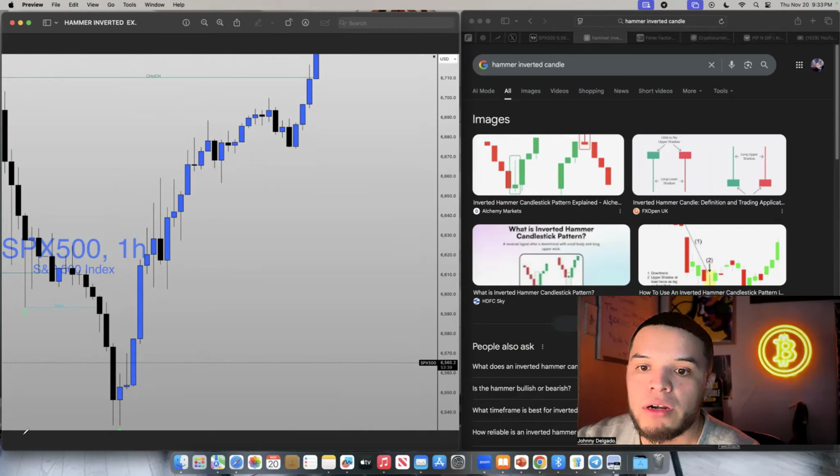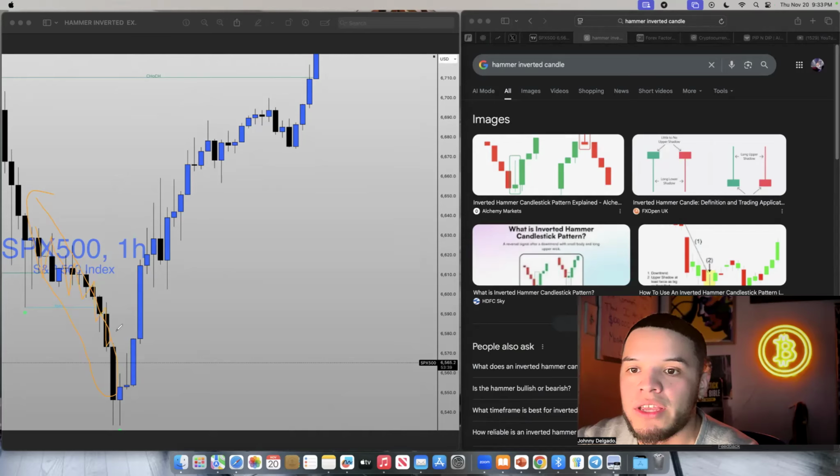I'm going to pull out my marker so you can have a better idea. We were on a complete downtrend here, right? Lower highs, lower lows, just creating that staircase bearish activity. And then, bro, right here, we created that hammer inverted candle. And then what happened? Price rips up.